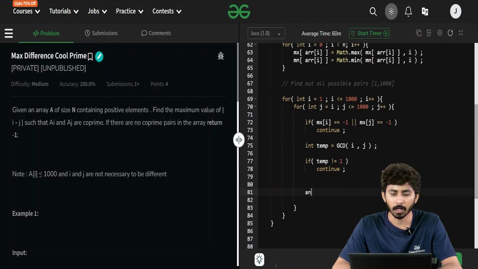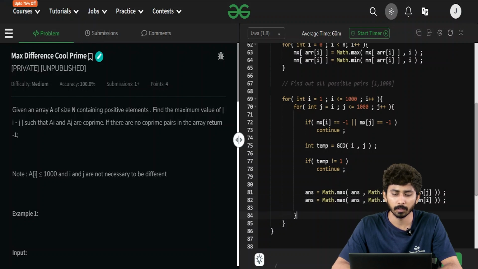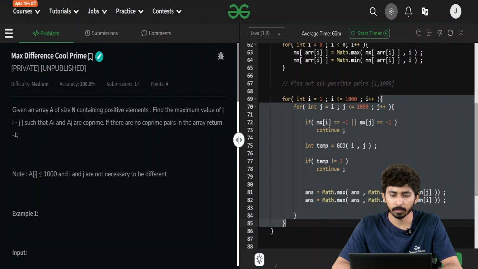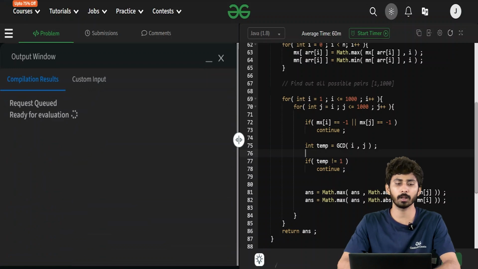Okay, fine. Now answer is what? Answer is the maximum of answer and, I'll take the maximum of i minus minimum of j, and the opposite of it, the maximum of j minus the minimum of i. This is the opposite of it. Okay, and at the end, after the for loop ends over here, I simply need to return the answer variable. That's it. Let's try to compile and see for errors.